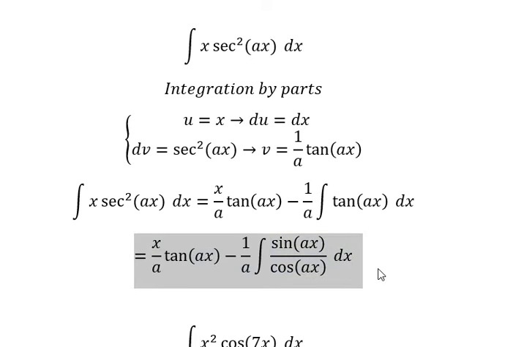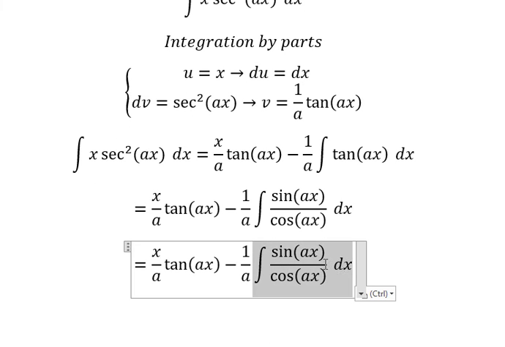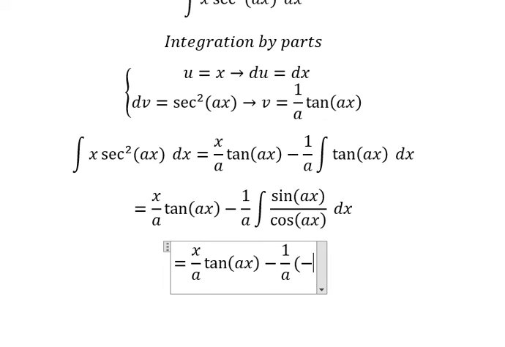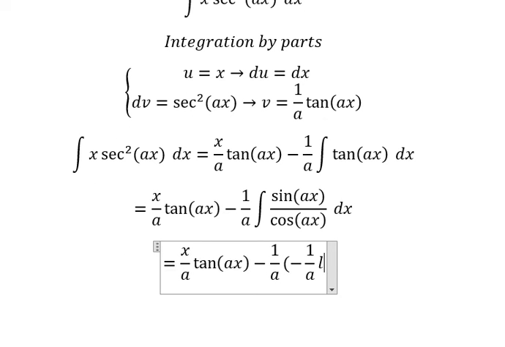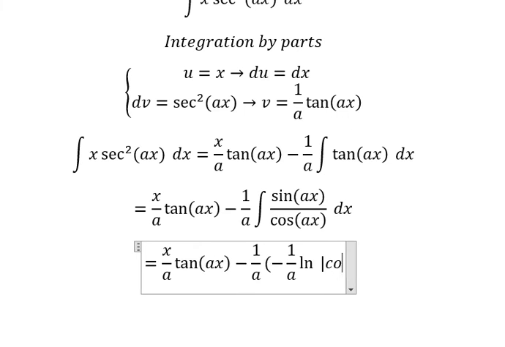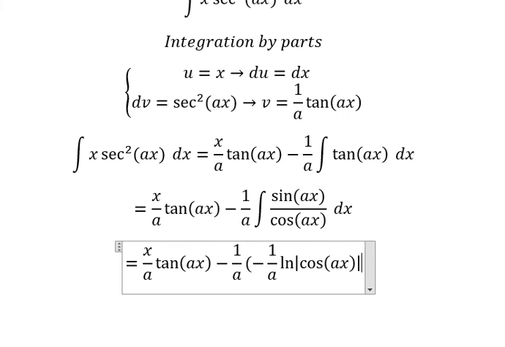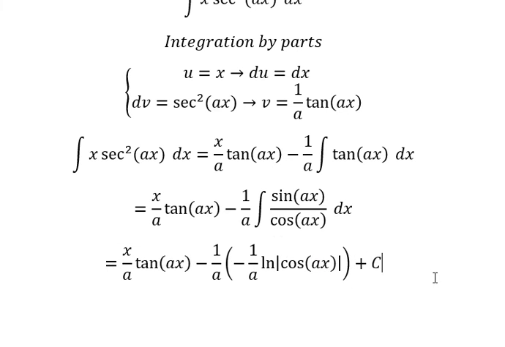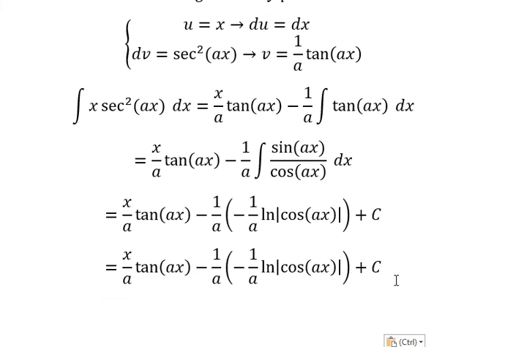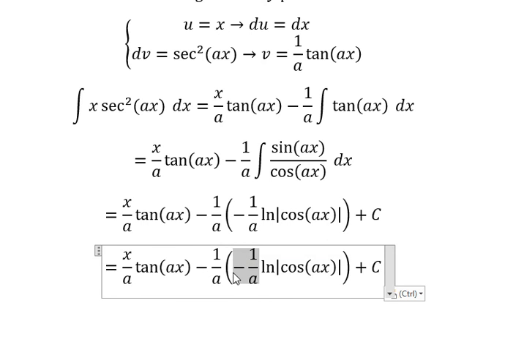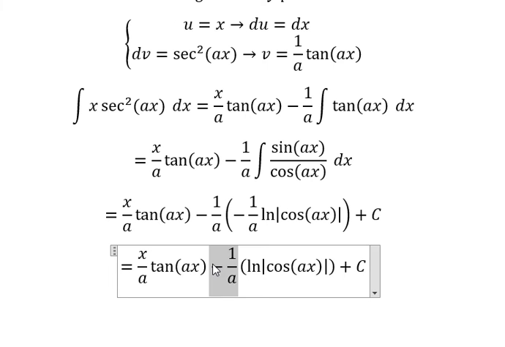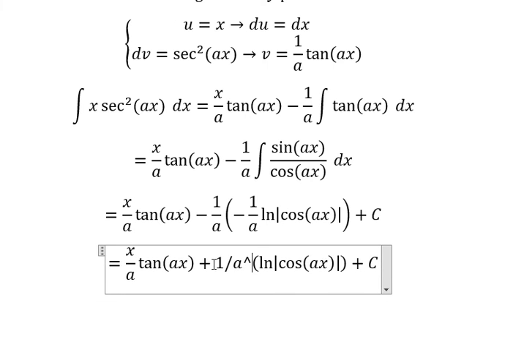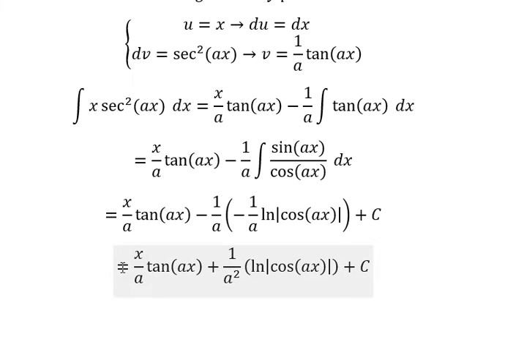And now the integration of this one gives negative 1 over a ln of the absolute value of cosine as. And then we put c. So negative 1 over a multiplied by negative 1 over a, you get positive 1 over a squared. And this is the final answer.